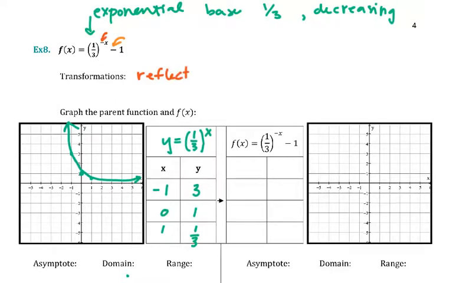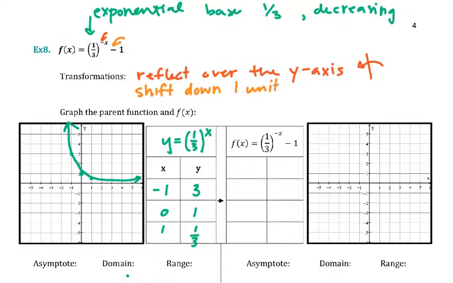Multiplying by a negative causes a reflect, and since it's multiplying by x, that's going to be a horizontal reflection, and if you reflect horizontally, we're going to go over the y-axis because the y-axis is vertical. And then the -1 lets us know we're going to shift down 1 unit. So what does that do to my ordered pairs? It takes my x's, and I'm going to multiply my x's by a -1, and my y values, I'm going to take them and subtract 1.